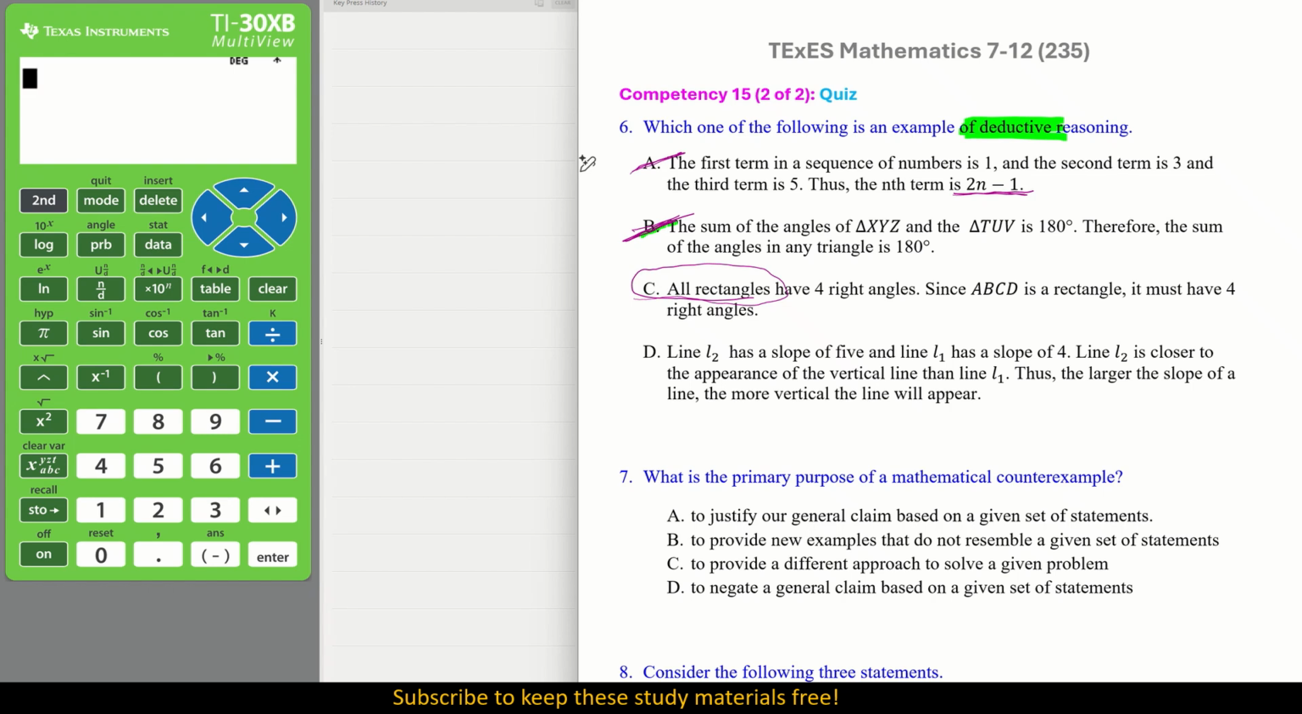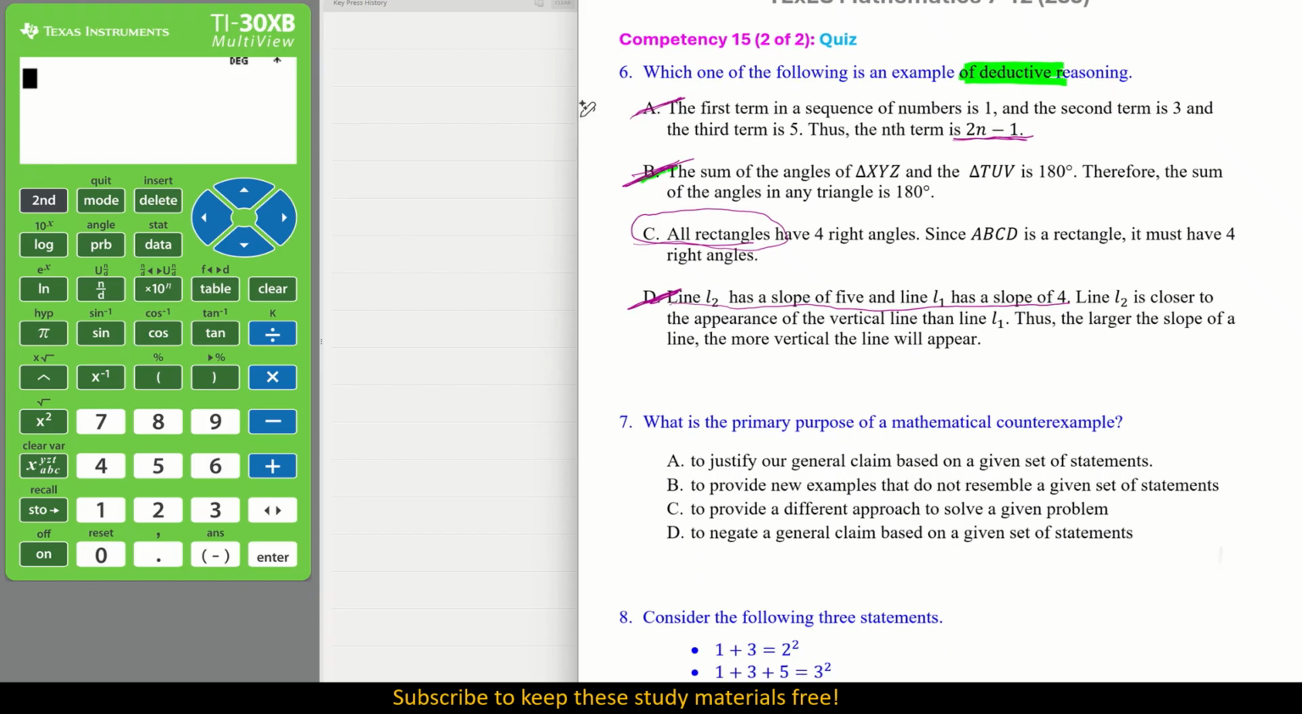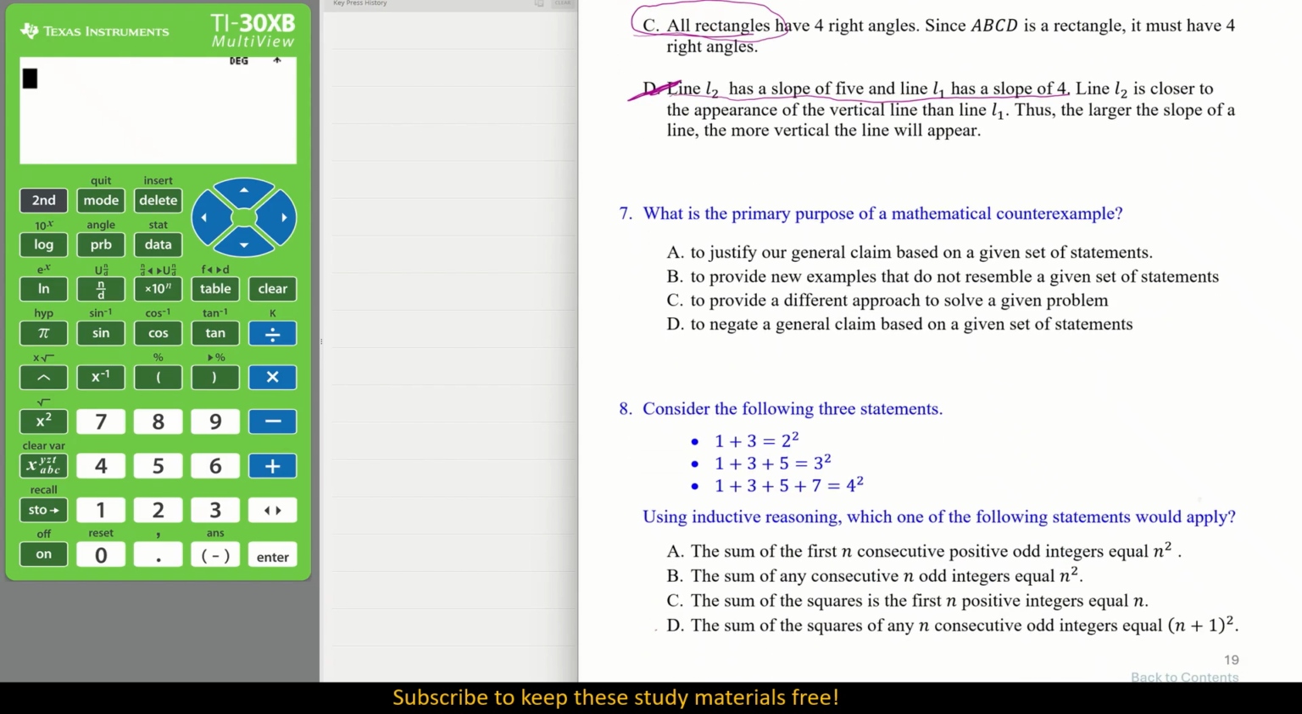Okay, let's look at D. Line 2 has a slope of 5 and line 1 has a slope of 4. Those are specific lines with slopes. It is not a general statement like rise over run for all lines. So that isn't what we need. That is obviously inductive reasoning. So let's mark that out. All right, so let's look at number 7 and 8.